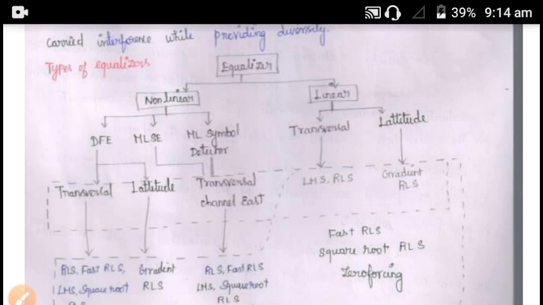Then maximum likelihood sequence estimator, here also the errors will be reduced. Then the last one, maximum likelihood symbol detector, just for the detection of the symbols. And then the next one, linear equalizer, is classified into transversal linear equalizer and lattice linear equalizer.